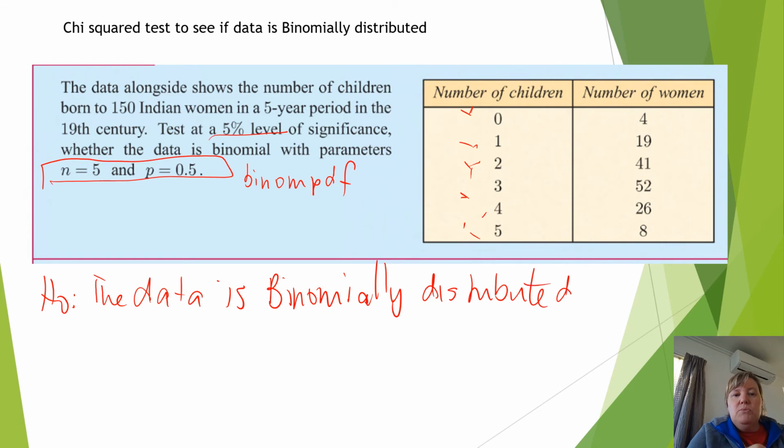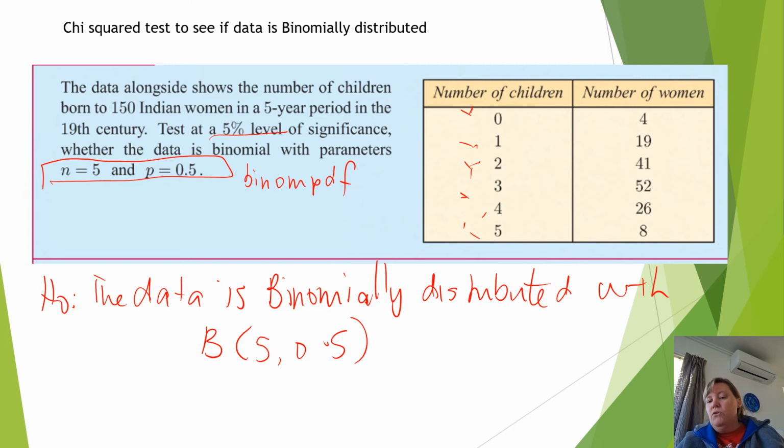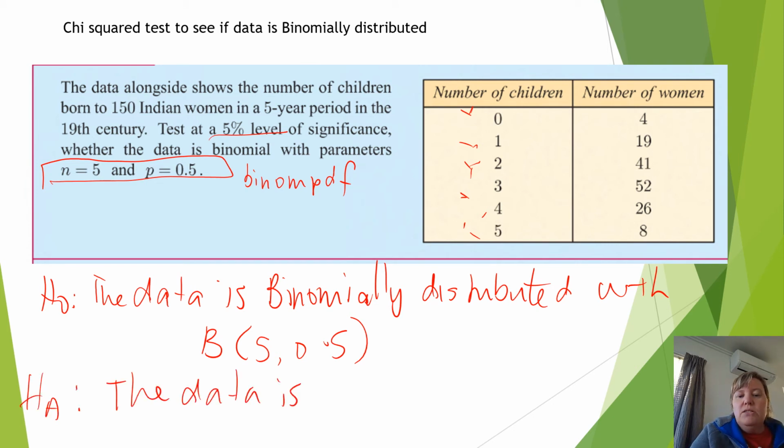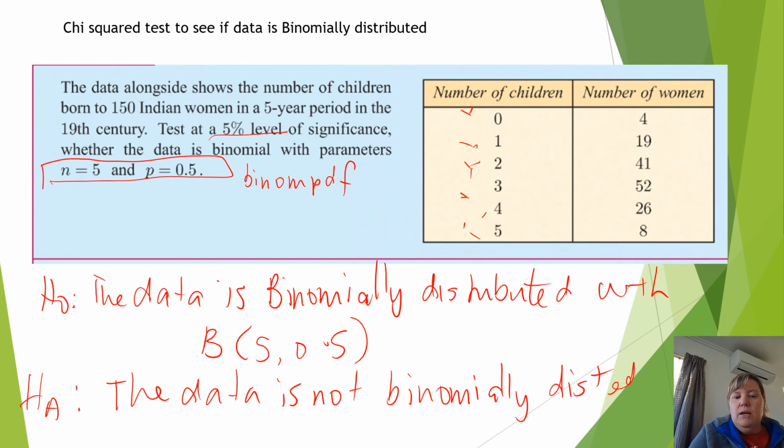We're going to do a bit of that because we've been told. Now you can do this, I often write it this way: B(5, 0.5). If you remember, that's how we write binomial. You could write it out with an n of 5 and a probability of 0.5, or you can write it in shorthand. And so the HA, of course, is that the data is not binomially distributed with those parameters. We've been told the significance level, so let's move on to the next screen.